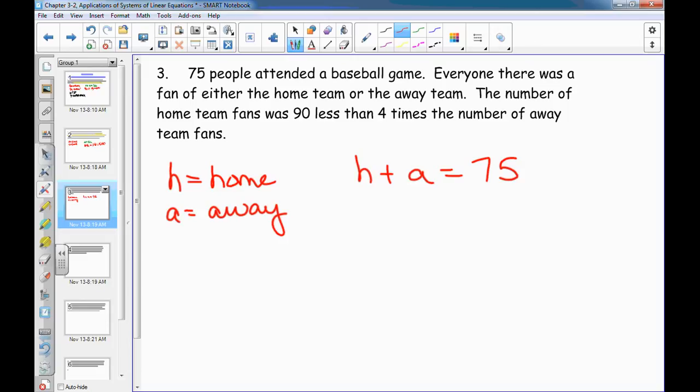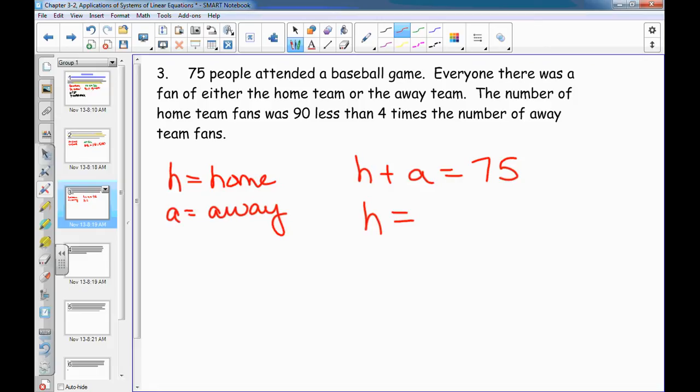Okay, let's keep reading. The number of home team fans was, I'm going to stop right there. What does that mean? The number of home fans was. How do I write that mathematically? Home, home, home. What's home? H. What does was mean? It's the past tense of is, which, what does is mean in math? Equals. So H equals, right?